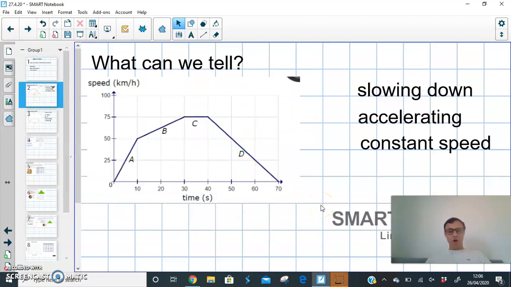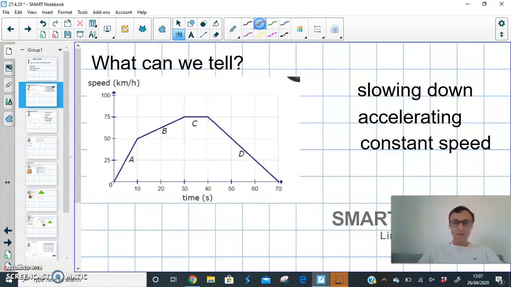Okay, right, graphs, specifically here looking at real life graphs. Looking at this graph here, what can we tell from this graph? Well, I know it's to do with time up to about 70 seconds, and also speed in kilometers per hour. I've got point A, point B, point C, point D. So at some point it's slowing down, at some point it's accelerating, and at some point there's a constant speed.